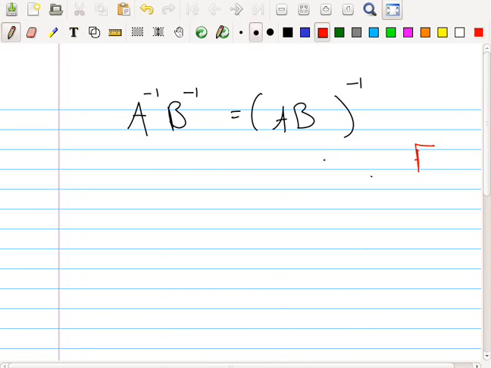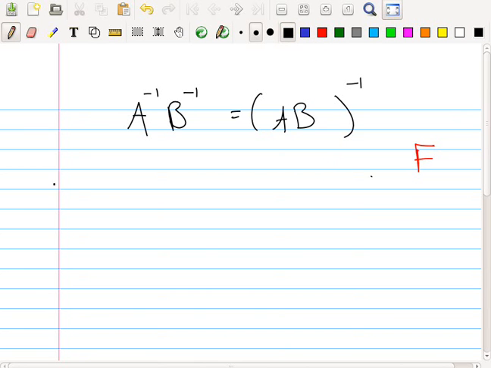Schofield, in number 14 I ask you if A inverse B inverse equals AB inverse. That's what I ask you, isn't it? Of course first. So, the question is, is this true or false? And the answer is false. And the way you do it is just by checking with some numbers.